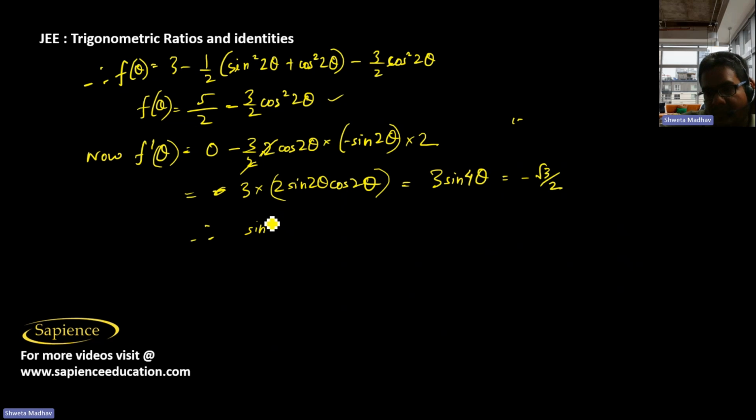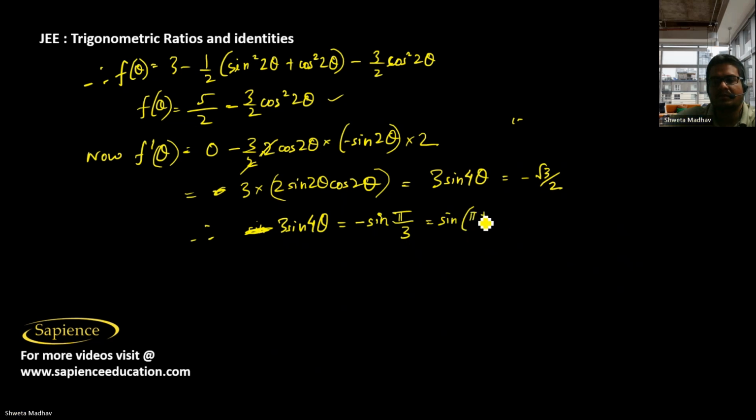3 sine 4 theta equal to minus root 3 by 2, that is minus of sine, this is 60 degrees, so it is sine pi by 3. Now minus sine pi by 3 you can write as sine of pi plus pi by 3 also, which is sine 4 pi by 3.